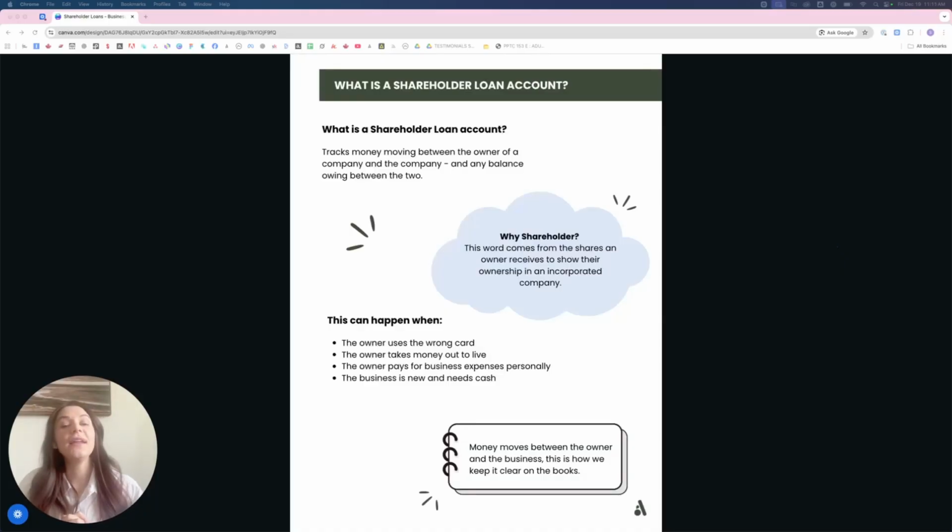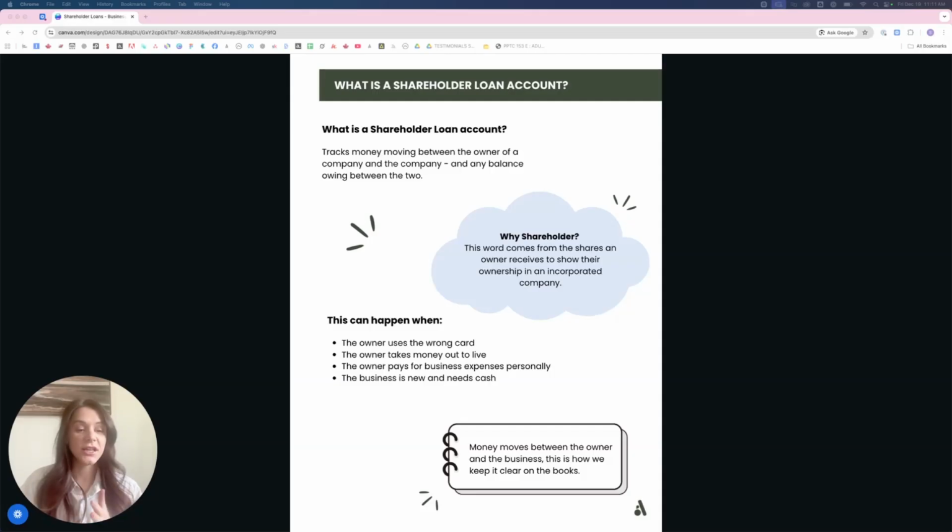So first up is, what is a shareholder loan? Well, a shareholder loan is an account that simply tracks money moving between the owner of the company and the company itself. When a company is incorporated, the owners receive shares in that company. Once you own shares, you're considered a shareholder. And once a business is incorporated, the business and the shareholder are treated as two separate entities. Because of that separation, anytime money moves between the shareholder and the business, whether that's the shareholder putting money into the business or taking that money out, we need a place to track that activity. So that's where the shareholder loan account comes into place.